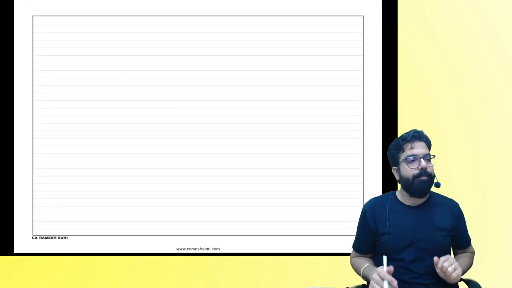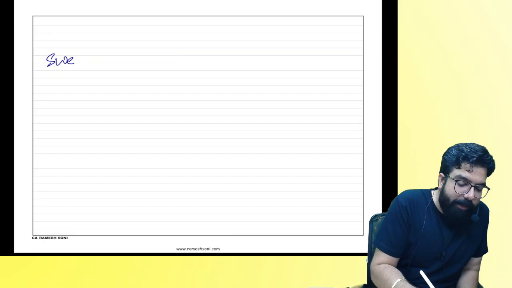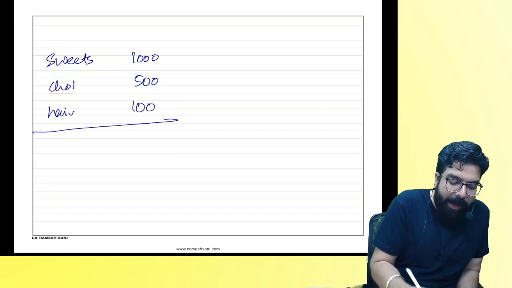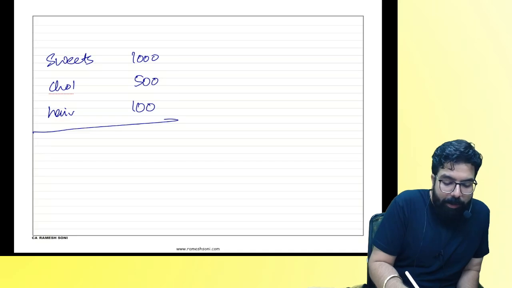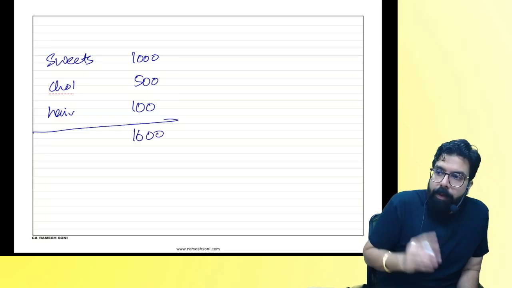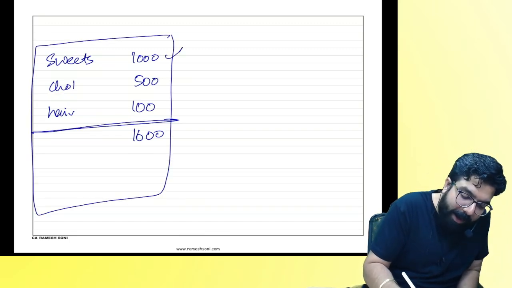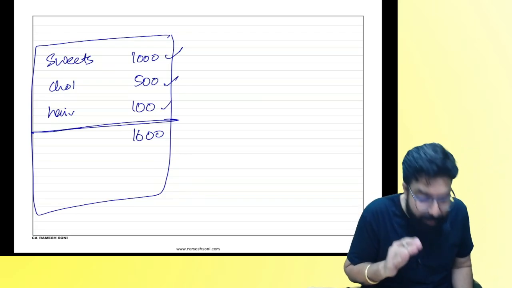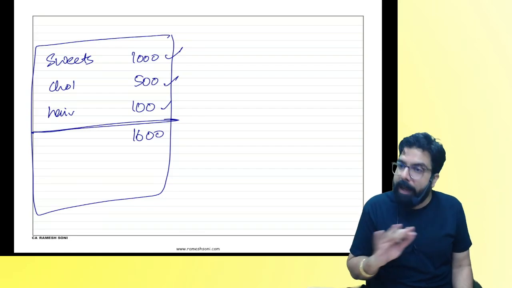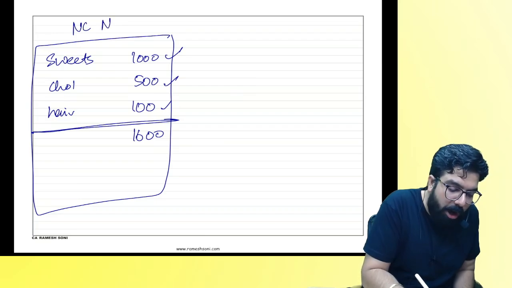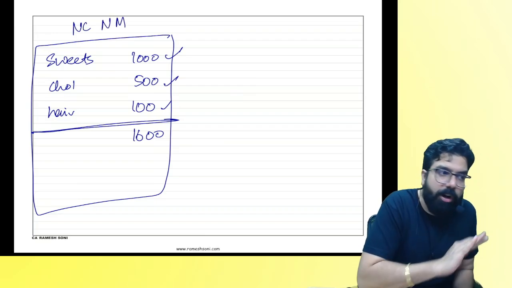Okay, tell me one thing. You went to one shop. You picked up sweets, 1,000 rupees. You picked up chocolates, 500 rupees. You picked up hair oil, 100 rupees. And the total bill came to 1,600. Now, my question over here, this is the total in the bill, but the shopkeeper charged you separate prices only. Is it composite or mixed? It is neither composite nor mixed. It is not even composite, not even mixed.